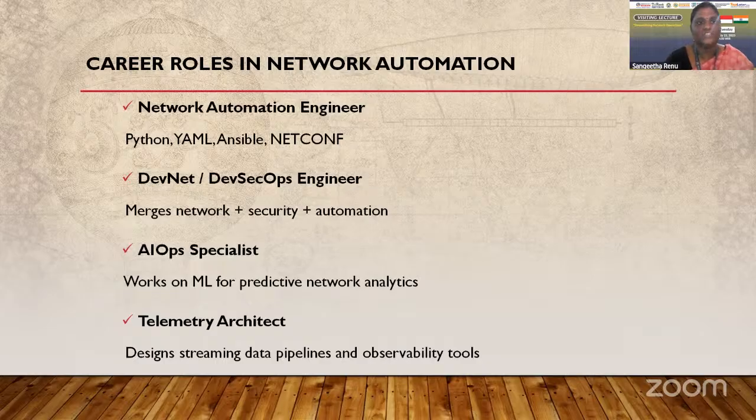The network automation engineer follows Python, YAML, Ansible, and network configurations. They write scripts and playbooks to automate device configurations, and handle device and service automation, scripting, and tool integrations. Second, the DevNet DevSecOps engineer focuses on mesh networks plus security and automation in automated pipelines. They secure infrastructure-as-code deployments and manage API-driven networks. The AI specialist works on ML, AI models, data science, and log and telemetry analysis.